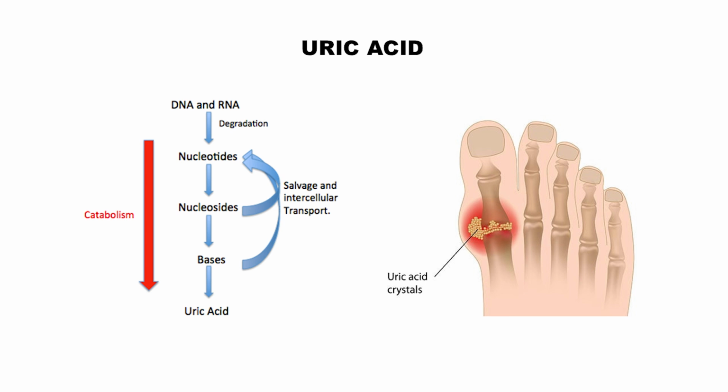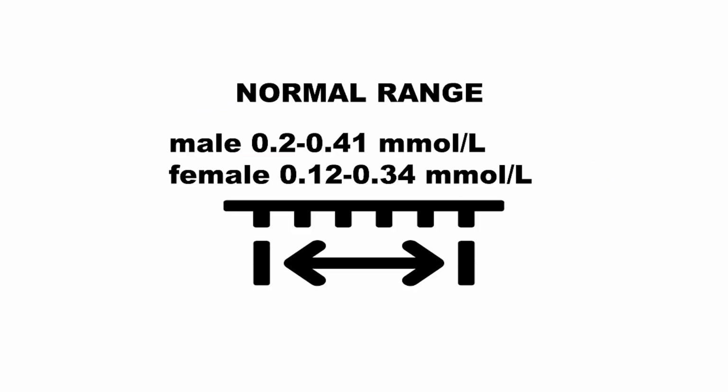Uric acid is the final metabolic product of purine, which is a nucleic acid component. The normal range of uric acid in males is 0.2 to 0.41 millimole per liter, and in females is 0.2 to 0.34 millimole per liter.